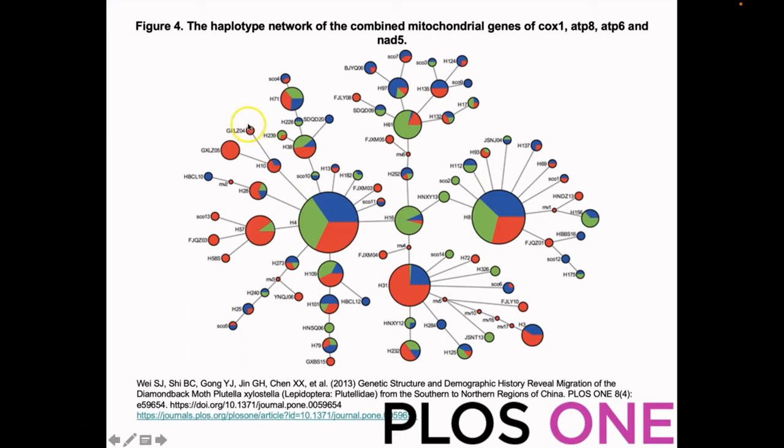And then this individual here, it looks like it's just a single individual that has this mitochondrial DNA sequence, this haplotype, which differs from this haplotype by this many mutations. So the length of these lines is proportional to the number of mutations that separate one particular haplotype from another haplotype. So you can see what the main haplotypes are that most of the moths have, and then you can see what some other haplotypes of moths are that probably derived from those main haplotypes by mutations.